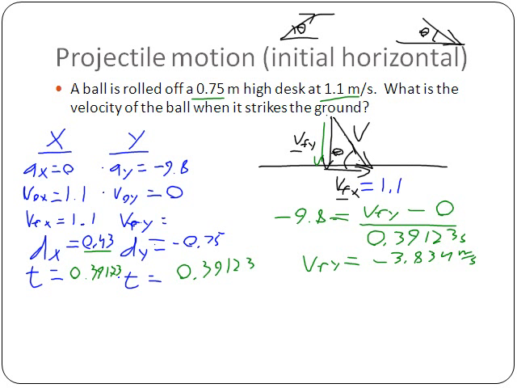Well, we know Vfy, we know Vfx. This is a right triangle, Pythagorean theorem. V squared equals Vfy squared plus Vfx squared. So V squared is going to equal 3.834 squared plus 1.1 squared. And if you do that, that should give us a final velocity V, which is, of course, our hypotenuse here.